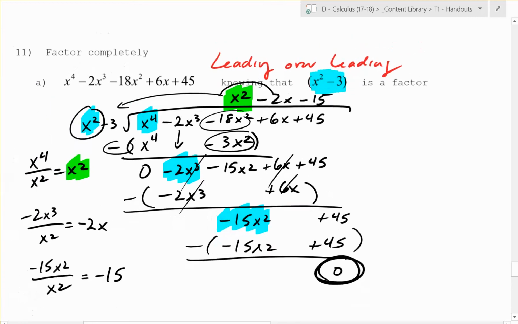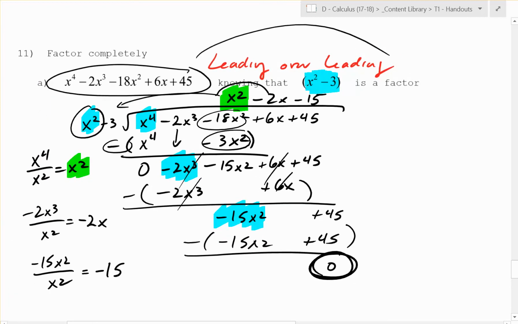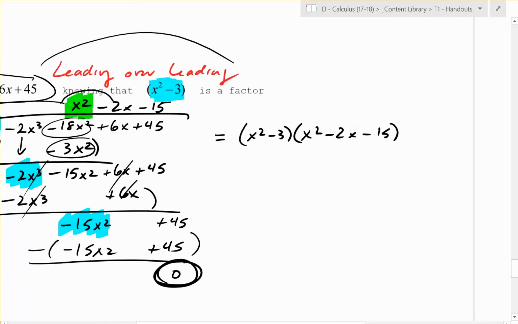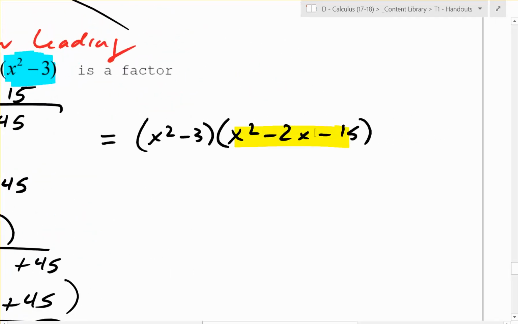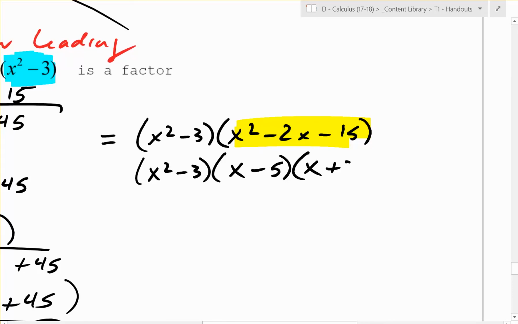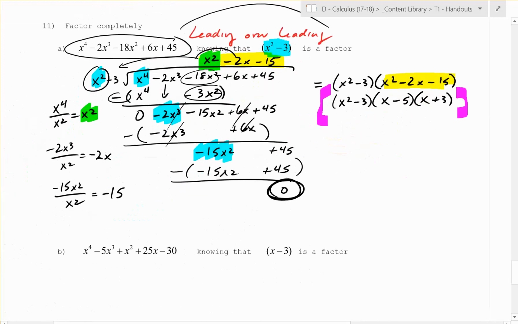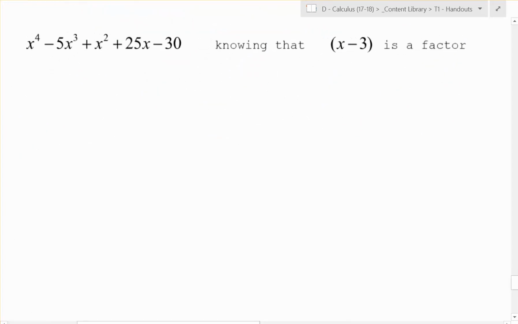So to factor this completely, we now know that this is equal to x squared minus 3 times our new quotient, x squared minus 2x minus 15. But are we done yet? Well, this is a quadratic right here that can be factored, so we're not factored completely. So you have x squared minus 3. This is going to be x minus 5 times x plus 3. We are now factored completely right there. So we did polynomial long division to find this term, and then we did regular factoring to factor out the rest. There's a quicker method if the factor is linear.